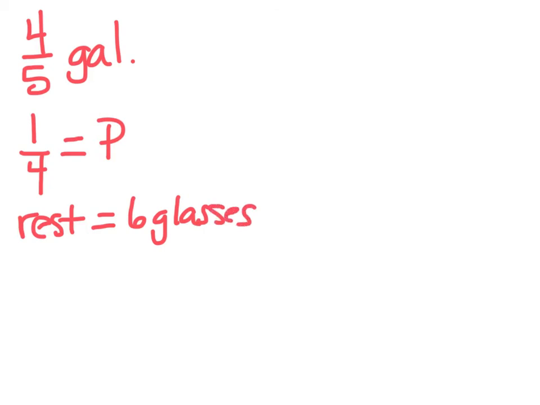How much lemonade is in each glass? Oh boy, this is tricky, but we can do it. Let's begin with a bar model. That's method 1. As always, bar model is method 1.